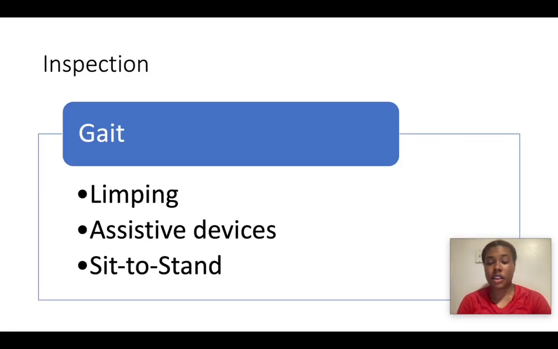We also want to look at their gait. We can look at this when they first come in, or we can just ask them during their examination to walk for us. We want to see if there's any antalgic gait. Do they need to use any assistive devices? So do they need a cane? Are they using a walker? As well as sit to stand. So we want to see how the patient gets up from a seat. Are they shifting their weight? Do they need to hold on to the chair to get up? Just looking at how they get up from a chair.